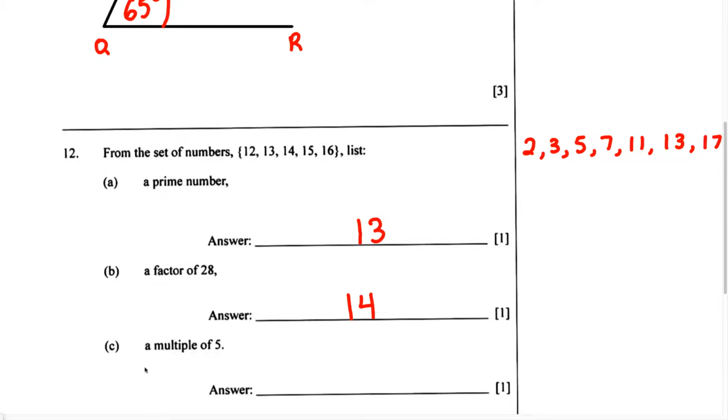Now for part C, they want us to find a multiple of 5. Now we know a multiple of 5 is going to be a number that ends in either a 0 or a 5. Is 12 a multiple of 5? No, because it ends with a 2. Is 13 a multiple of 5? No, because the last digit is a 3. Is 14 a multiple of 5? No, because it ends with a 4. Is 15 a multiple of 5? Yes, because the last number is a 5. Is 16 a multiple of 5? No, because the last digit is a 6. The only number that is a multiple of 5 in this set is going to be 15.